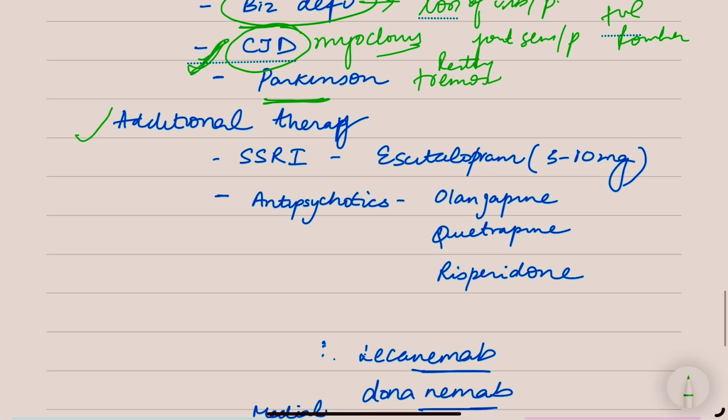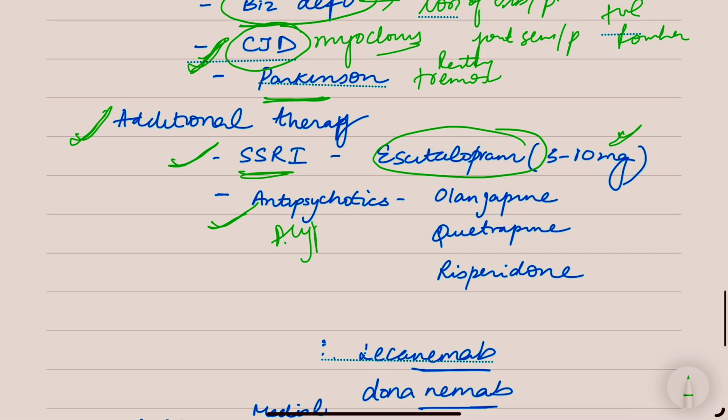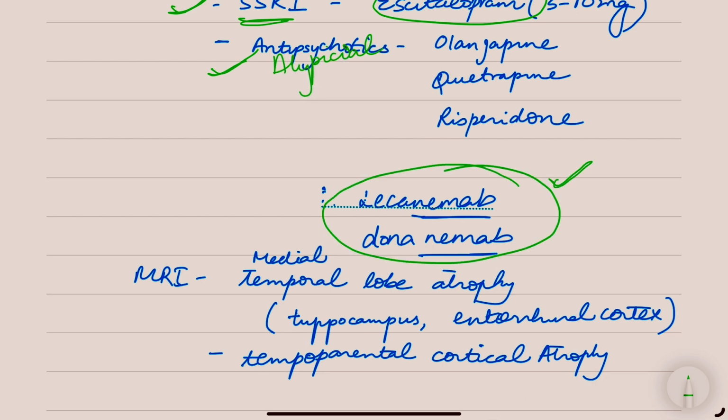Additional therapy. See, a patient with Alzheimer's will have some sort of dementia, and depression also. So for depression, we can give SSRIs because they have very little anticholinergic effect. In SSRIs, we have escitalopram, that is 5 to 10 mg you can give daily. Antipsychotics also, since the patient will be having anxiety. So you can use atypical antipsychotics like olanzapine, quetiapine and risperidone. Two other monoclonal antibodies mentioned by Harrison are lecanemab and donanemab.